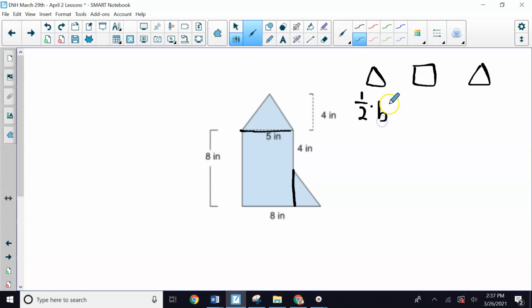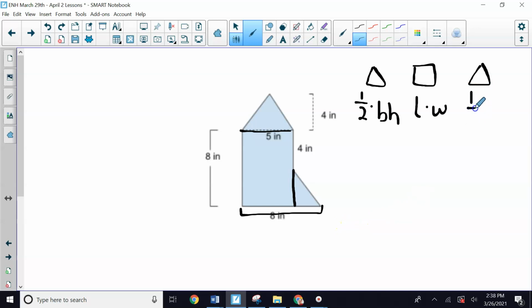So what is the base of that top triangle? Base, what is the height? Put your numbers in. Rectangle, what is the length? What is the width of it? The width is not 8. 8 goes all the way over. That's not the width of this triangle, or rectangle rather, right here. So don't get caught up using the wrong numbers.